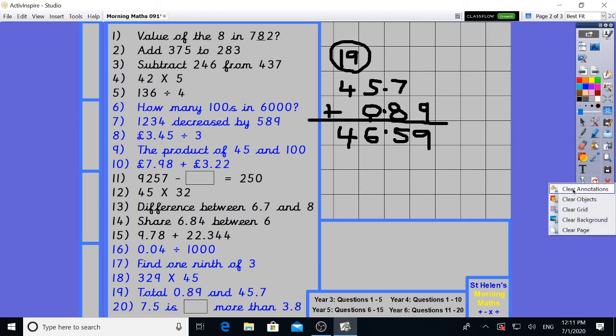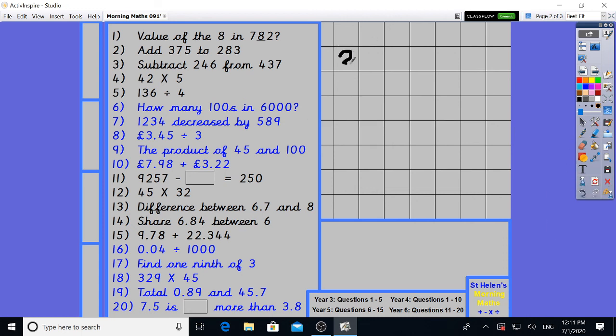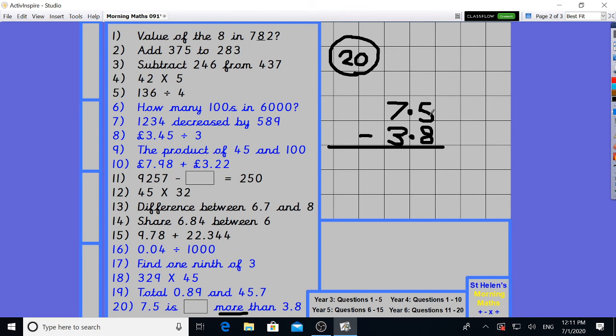And we're on question 20. 7.5 is something more than 3.8. To find this, you're looking for the difference between them. And you actually need to do a minus to find this difference. If we did a minus and it didn't make sense, we'd try a plus instead. Because it's going to be plus or minus, because more is plus. It's going to be plus or minus to find this answer.